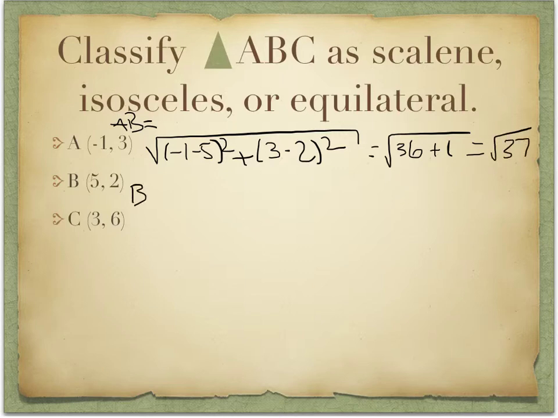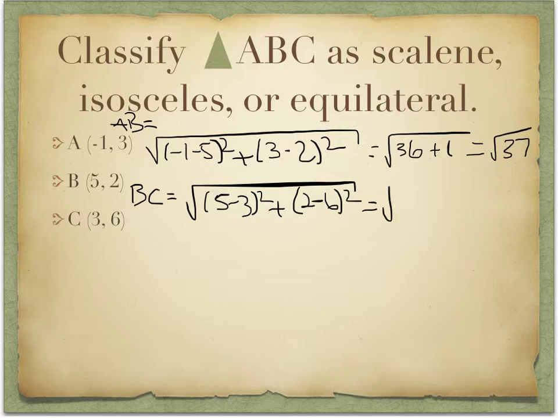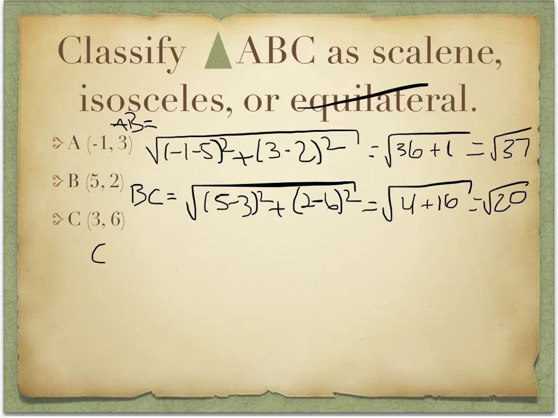And we try BC. 5 minus 3 squared plus 2 minus 6 squared. 5 minus 3 is 2, and 2 squared is 4. 2 minus 6 is negative 4, and negative 4 squared is 16, so this is going to be the square root of 20. So again, not equilateral. And then we try AC.